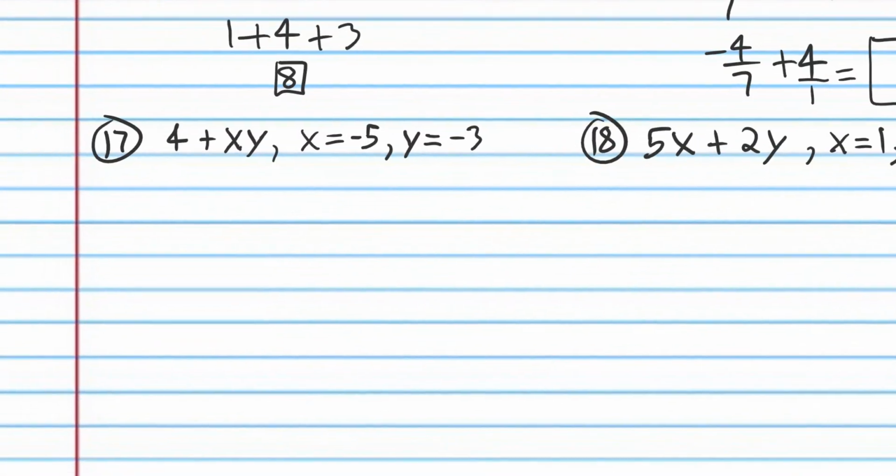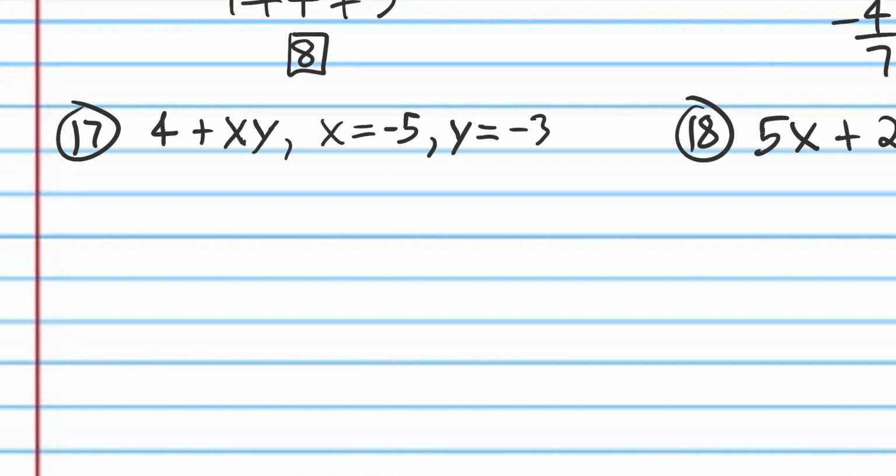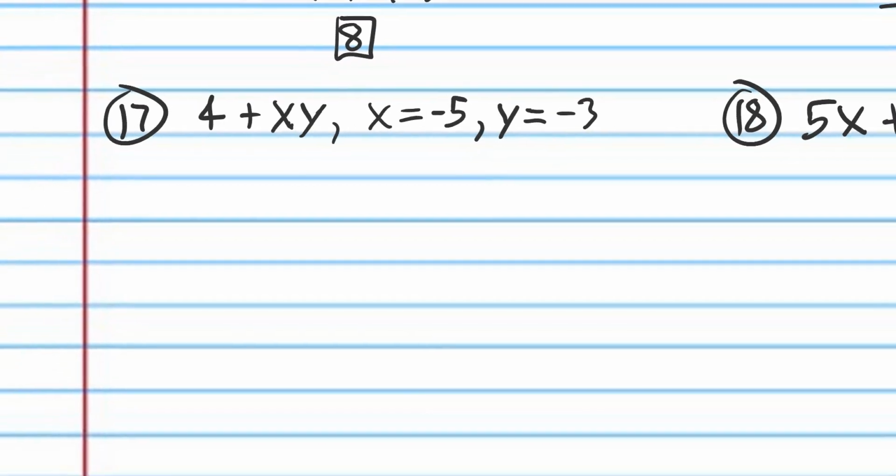All right, so 17 is going to be a little bit different because we have 2 variables. We have x and we have y. When 2 letters are next to each other, that's multiplication. You're going to find that out as we go along here. We're going to do application problems, and you're going to see that when 2 letters are next to each other, that's multiplication. So we have x is -5 and y is -3.